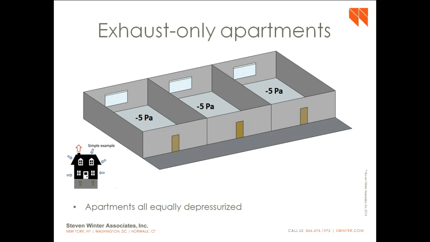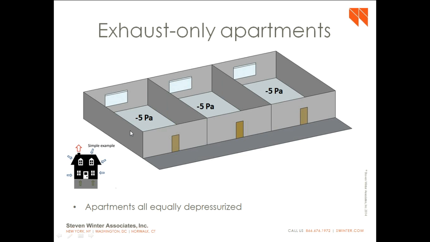So typical exhaust-only strategies in multifamily buildings rely on having equal pressure in all of the apartments, drawing air out of the apartments and air coming in from other places to make up for it. This is a pretty common scheme you'll see in this presentation, which is 3 apartments in a row and a corridor in front and the exterior in the back.